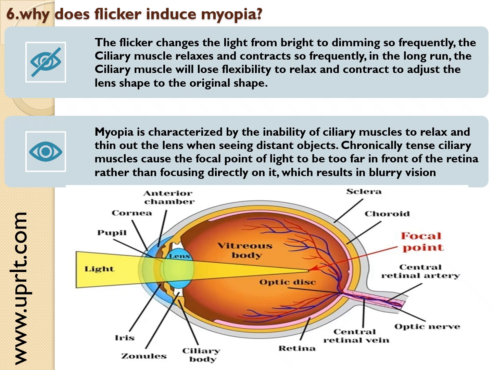In the long run, the ciliary muscle will lose the flexibility to relax and contract to adjust the lens shape back to the original shape. Myopia is characterized by the inability of the ciliary muscles to relax and thin out the lens when seeing a distant object. Chronically tense ciliary muscles cause the focal point of light to be too far in front of the retina rather than focusing directly on it, which results in blurry vision.